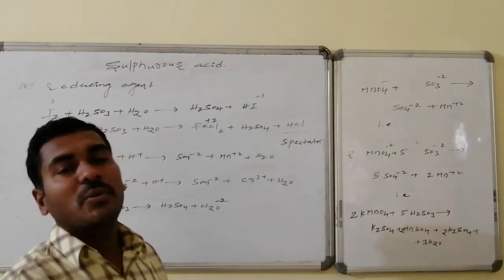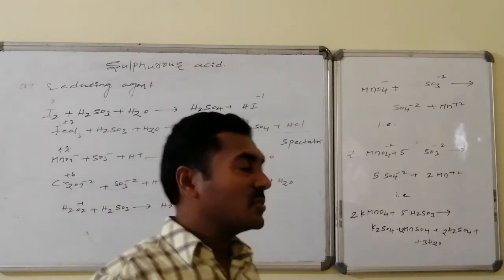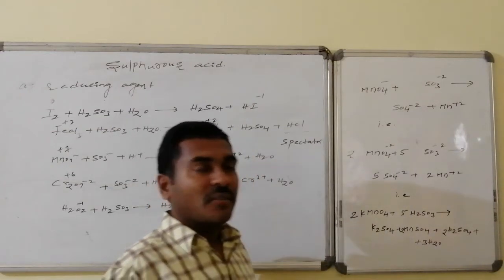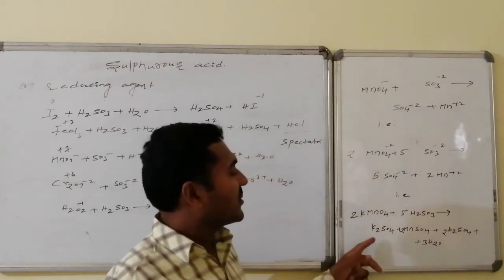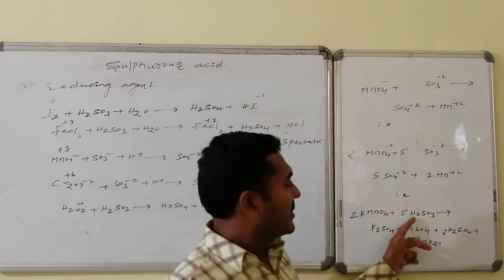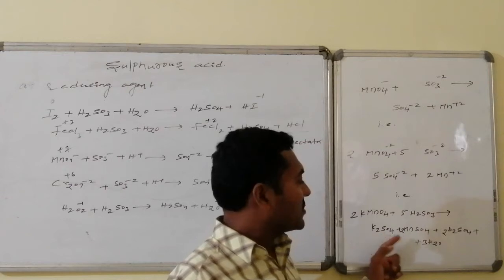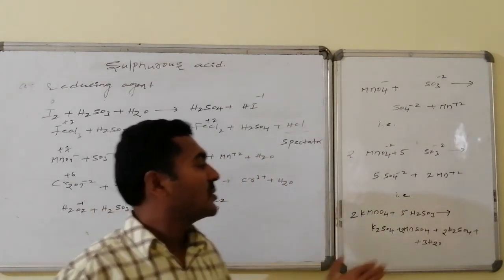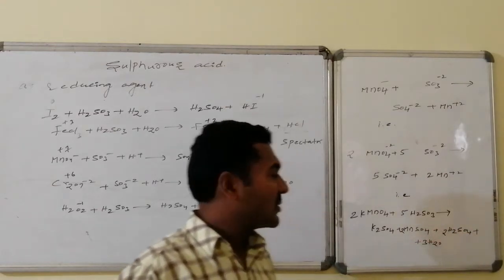If I write it by including the spectator ions, that is the neutral species, it is 2 KMnO4 plus 5 H2SO3 giving K2SO4 plus 2 MnSO4. See here, out of these 5 sulfur units, 1 is consumed here, 2 are consumed here, remaining are what? 5 minus 3, 2. So 2 sulfuric acid is present over here.